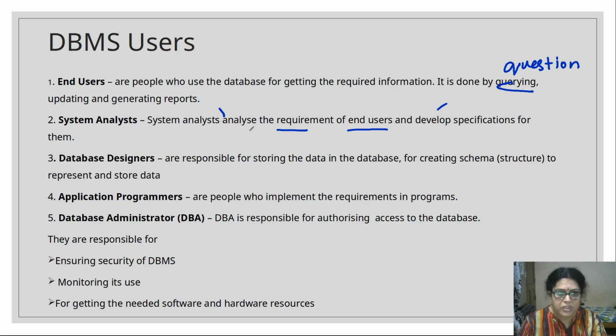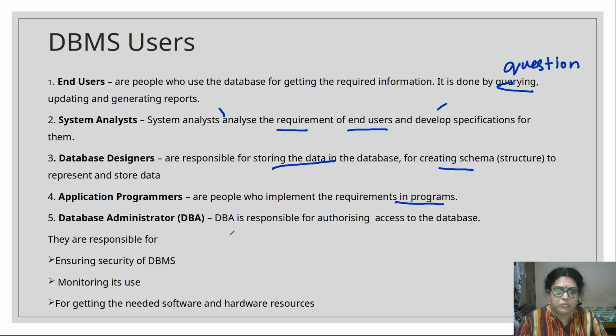Database designers are responsible for storing the data in the database, for creating the schema to represent and store the data. Schema means the structure of the database, like how exactly the data should be entered in the database so that it is easy for the end user, because finally this end user is going to use the database. The application programmers are the people who implement the requirements in programs. Programs are sets of instructions. So these people are the ones who write the code for the DBMS.